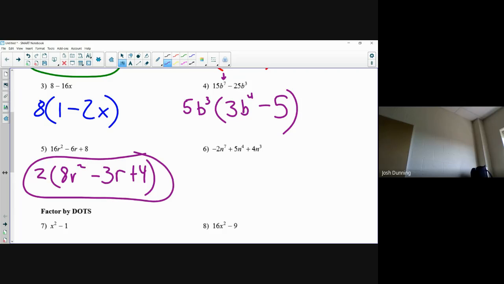Now 6, a 2, a 5, and a 4 for my coefficients there, the big numbers. I can't divide those by the same number. You got a 2 and a 4 and a 5. 5 is prime. Can't do anything with the numbers, but this time, there is an n in every term. So go with the lowest exponent. 3. N cubed is my GCF.